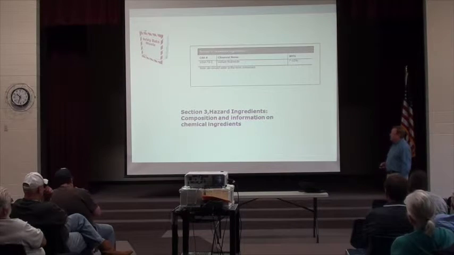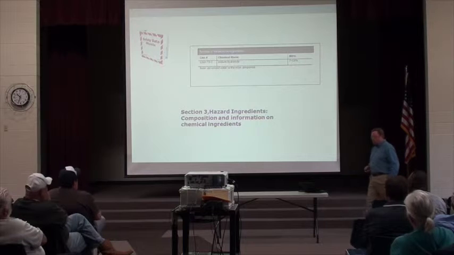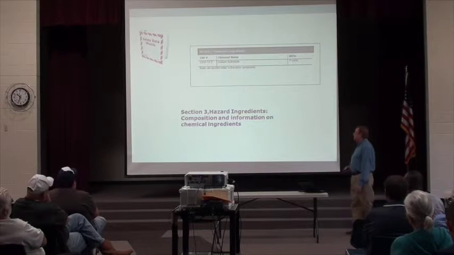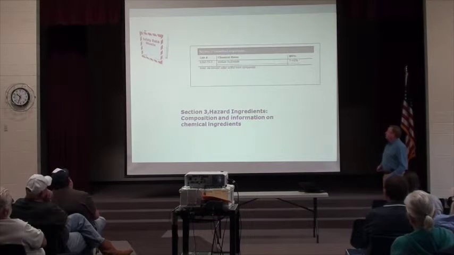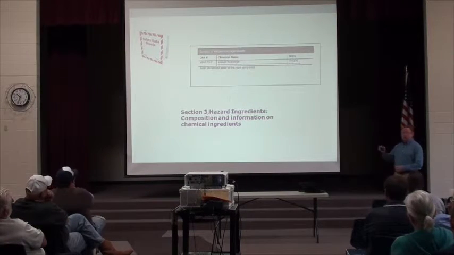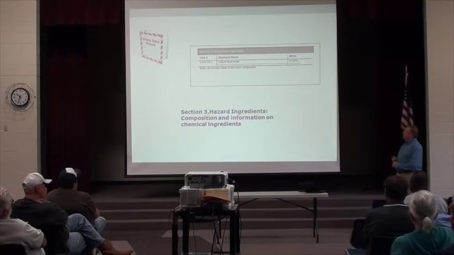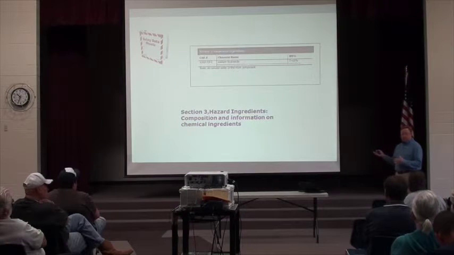In section 3, it's going to tell you what the hazardous ingredients are of this product. For most people, this is not something that you really need to know, but this particular chemical that I picked out has sodium hydroxide in it. It tells me that, by volume, it's about 7 to 11%. The rest of it's usually water.